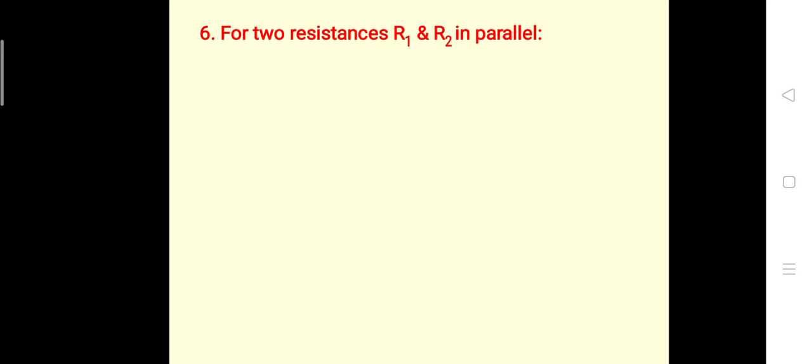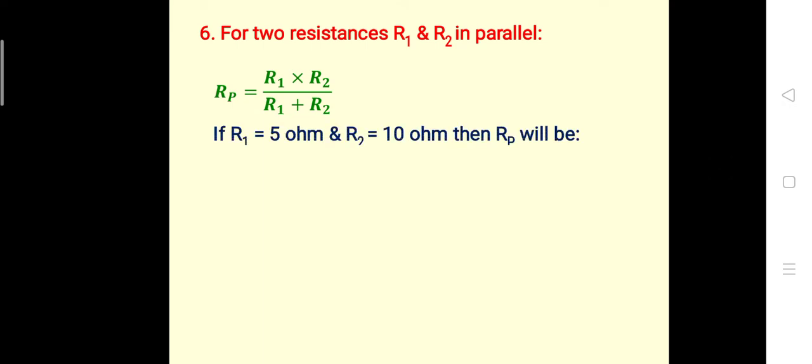If there are two resistances R1 and R2 which are connected in parallel, then their net resultant Rp is equal to, simply you can say, the product of the resistances divided by the sum of the resistances. Rp is equal to R1 R2 upon R1 plus R2. If R1 is equal to 5 ohm and R2 is equal to 10 ohm, then Rp will be their product 5 into 10, 50, and sum 5 plus 10, 15, then Rp will be equal to 50 by 15.